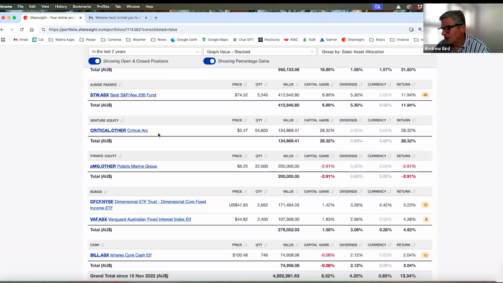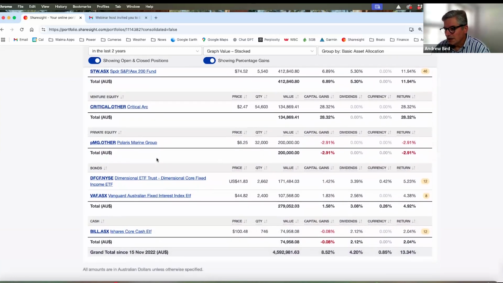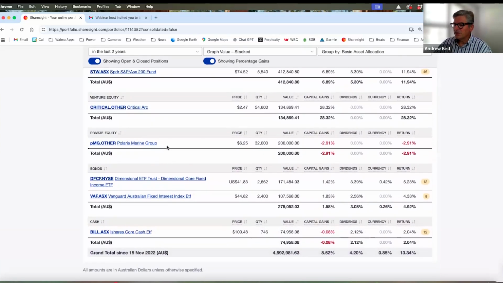Venture equity, here's a company called Critical Arc, which is a startup. Well, it's several years old now, but an Aussie SaaS business, which I invested in some years ago through my SMSF. Private equity, I have some investments in direct, more mature companies. PMG, Polaris Marine Group, is a marine services and construction business.